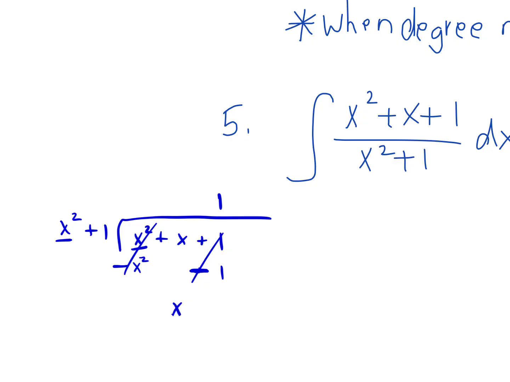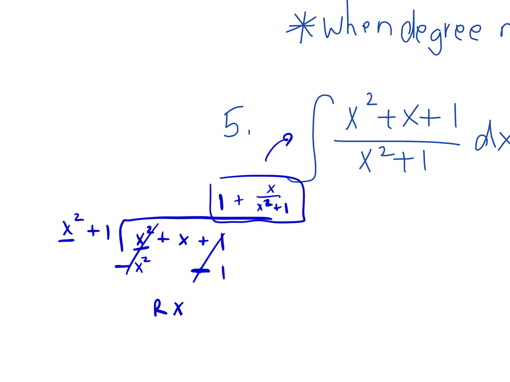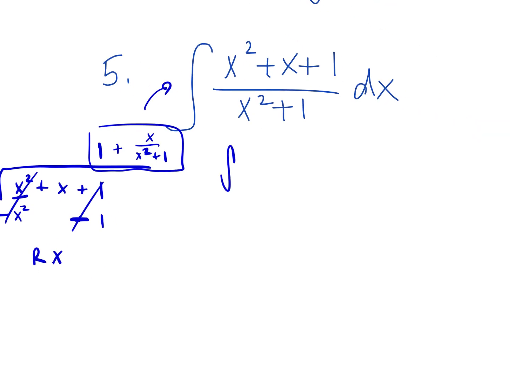Can I divide x by x squared? No, can't take away 2 x's when we only have 1. So this would be our remainder. How we write our remainder is going to be a fraction. So we'd say plus x over our divisor, which was x squared plus 1. So this is the same thing as this, it just looks a little bit different. So we're going to take the integral of 1 plus x over x squared plus 1 dx.